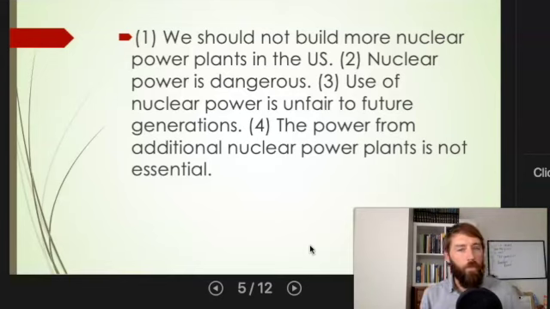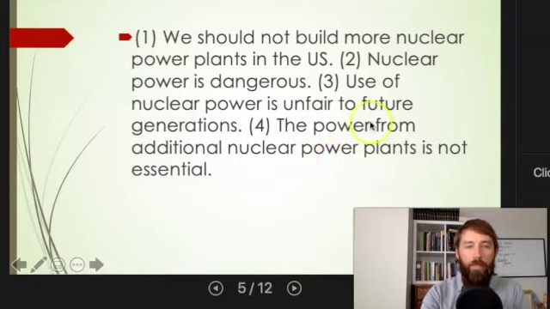Now, do any of these support the conclusion all by themselves? Well, is the fact that nuclear power is dangerous a reason not to build more nuclear power plants? Well, yeah, kind of. I can see somebody making that argument. Now let's think about 3 all by itself. If we assume that number 3 is true, is that a reason for number 1? And yeah, again, this one all by itself supports the conclusion. And then finally 4, the power from these plants is not essential. That's definitely a reason not to build them. So each one of these premises supports the conclusion all by themselves. They don't depend on one another. We could omit one of these premises and 2 and 3 still give support for 1. They are not connected in that way.